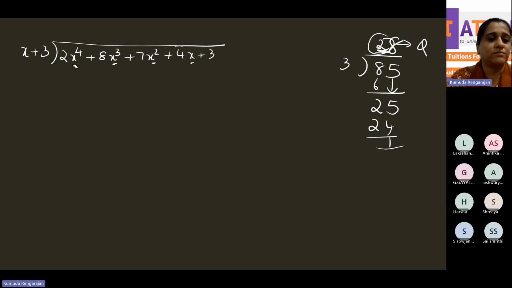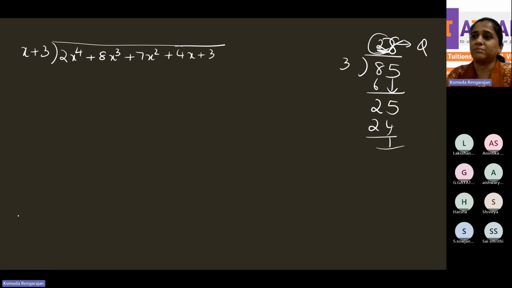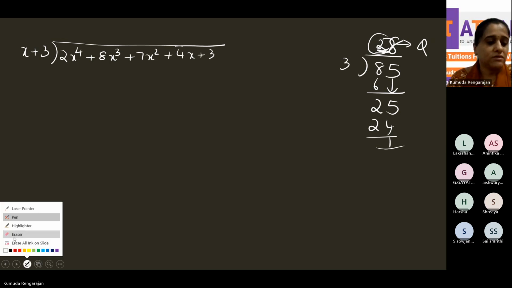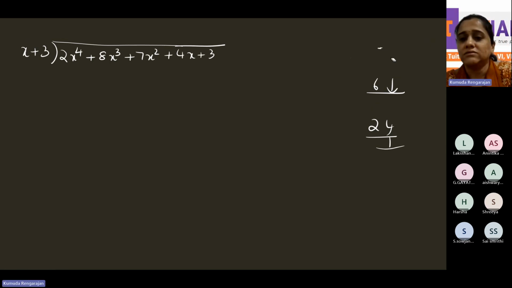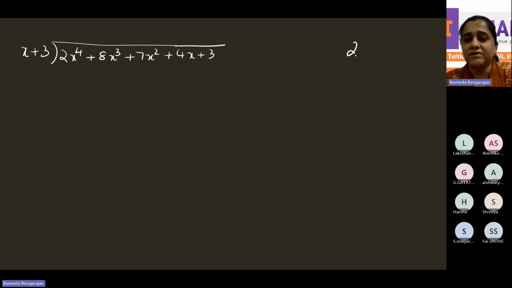So this is the first step. Checking if the terms are arranged in the descending order of the powers of x is the first step. Okay. So then get started with the quotient. To get the first term in the quotient, divide this by this. That is, divide the first term of the dividend by the first term of the divisor. What do you get? 2x cubed.